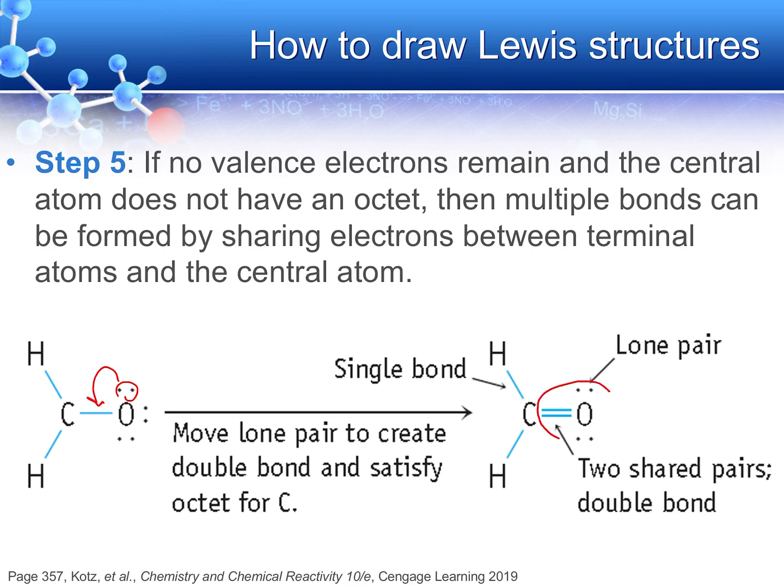So now you can see that we've obeyed the octet rule around oxygen, and we've obeyed the octet rule around carbon. And carbon and oxygen share 2 electron pairs, or 4 total electrons between them, and that constitutes a double bond.